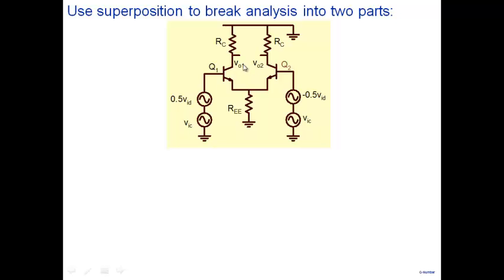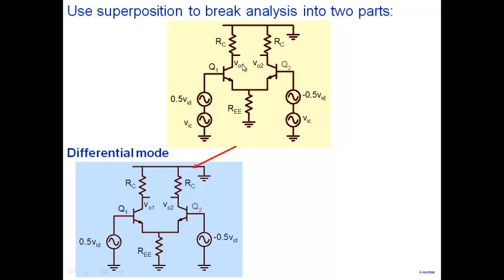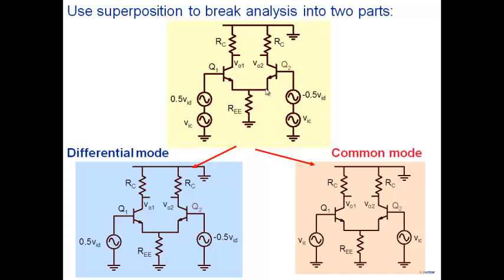So this analysis, we can break it up into two analyses. I can find out what are V01 and V02 first due to differential signal, 0.5 VID here and minus 0.5 VID here. Then I can find out what are V01 and V02 due to common mode signal here. And then whatever V01 I get here, whatever V01 I get here, I can add them up to get the net V01, because it's a linear circuit, I can use superposition.